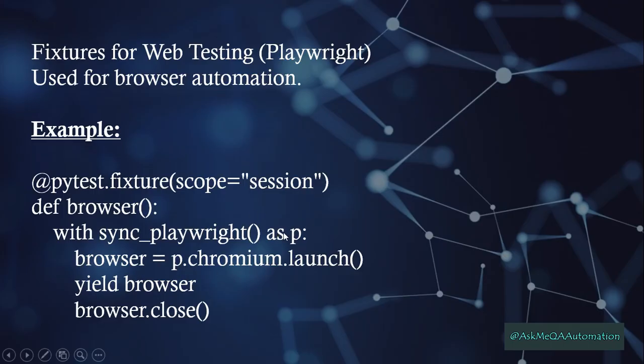And then all the test cases will perform the actions by using that browser, loading the URL and performing some of the actions on the browser. Then finally, after executing all the test cases, it will come back to this yield statement and execute the next statement. So we are going to close the browser here. Let me open Visual Studio Code and demo the same.